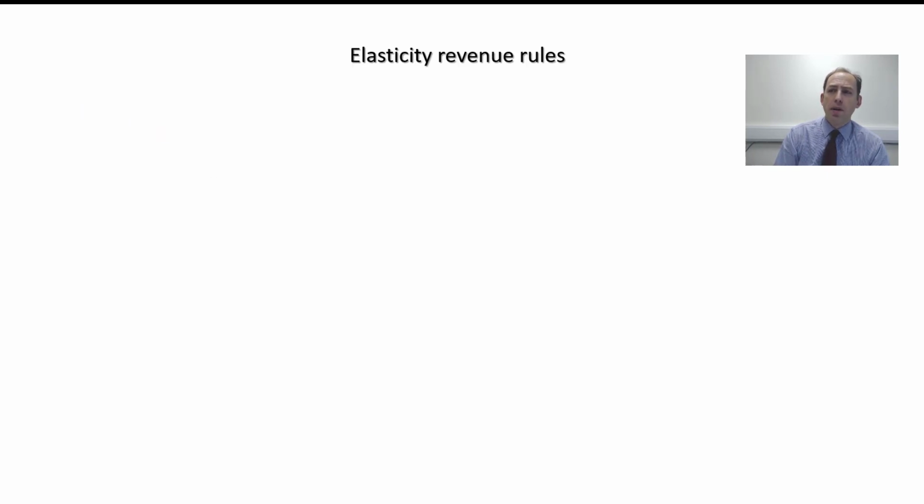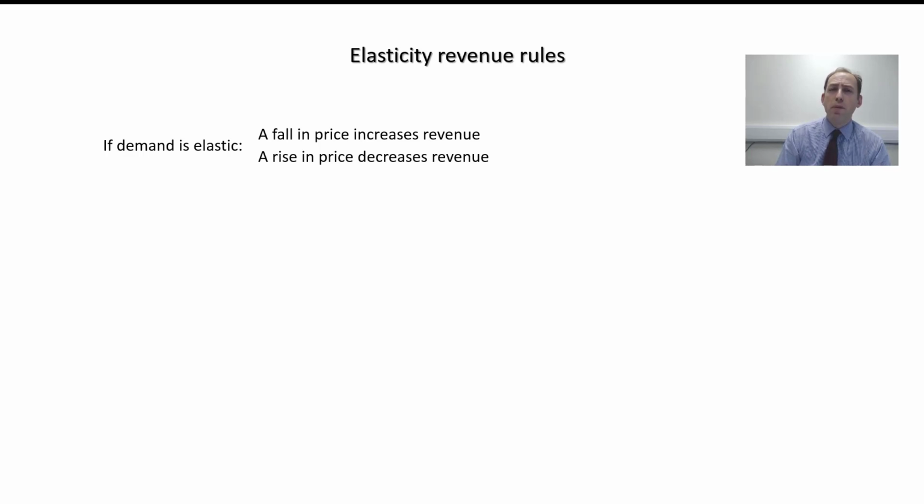Okay, let's remind ourselves of our elasticity revenue rules. So firstly, demand's elastic, we lower price, revenue goes up, we raise price, revenue falls. The way to think about that is if demand's elastic, people are responding a lot to the price change, so we lower price, getting less per unit, but that's more than made up for by so many more people buying our product. Whereas if we raise the price, we don't get that, we lose quite a lot of sales rather, so that doesn't compensate us for the little bit extra we get per unit.